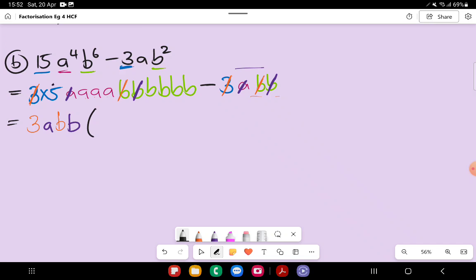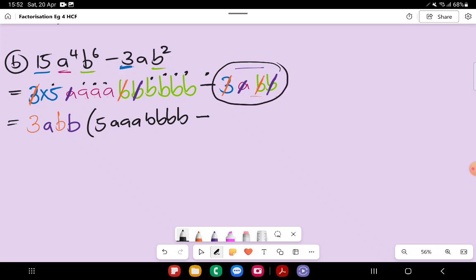I have 5, a, 1, 2, 3, b, 1, 2, 3, 4. Bring down the minus sign. Now this whole number has been cancelled out. So you have the temptation to write 0 or to ignore it.